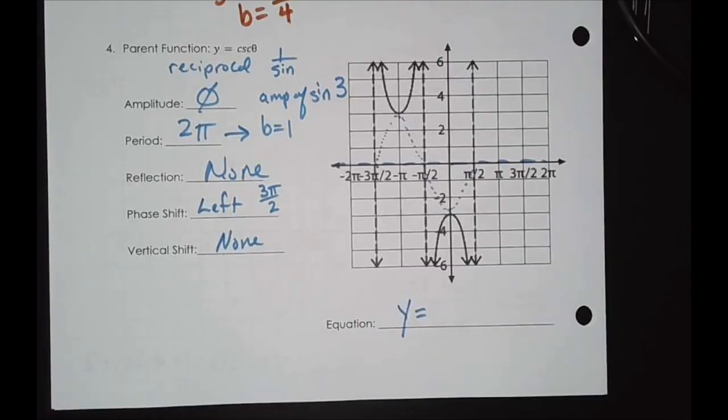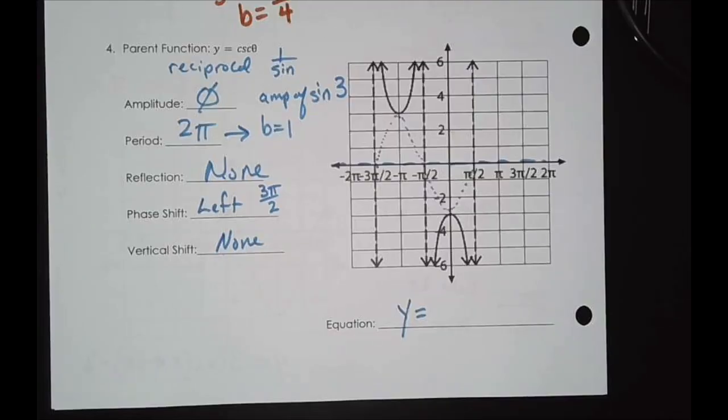Now, what's nice, it's not as tough as some of the other ones we've done because I don't have to worry about a phase shift and a period change at the same time. Then you'd have to worry about distributing and all that. My distributing would be the number 1. So all I need to worry about is the parentheses.